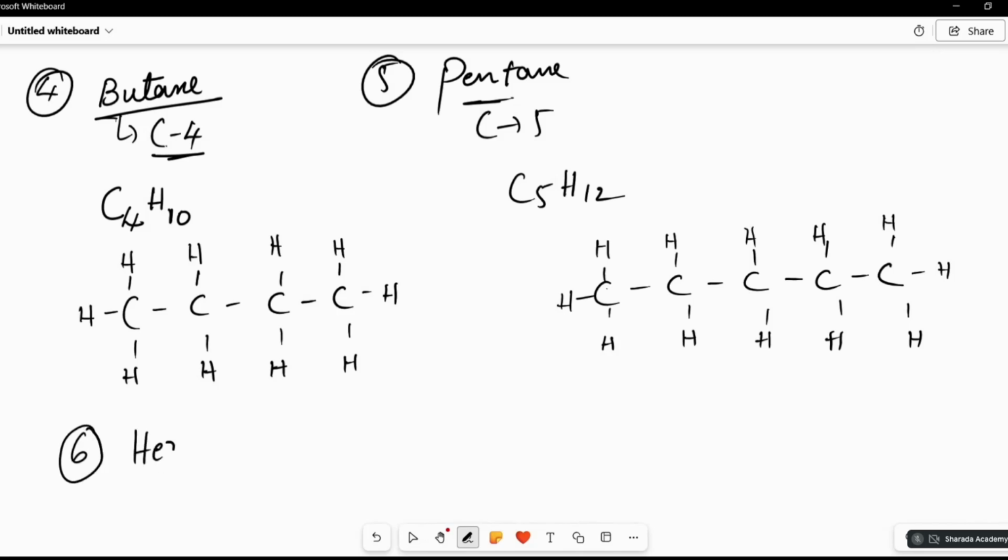Next is hexane. Hex means what? 6. So C6H14 will be there. That's it. So you can have any number: hexane, then we'll have heptane, that is 7, octane 8. In the textbook it's not there. By chance if they give it, you can write it, it's out of syllabus. They will not give it manually. Non means 9, dec means 10, like that it will come. So this is about the alkanes. Next we will write about the alkenes.